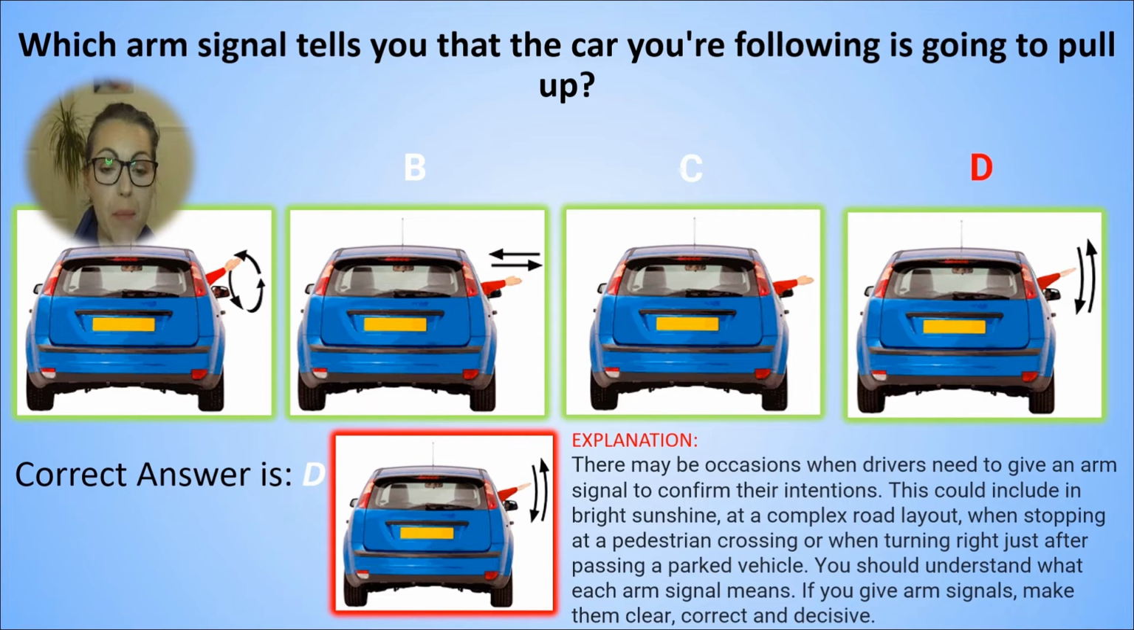Explanation. There may be occasions when drivers need to give an arm signal to confirm their intentions. This could include in bright sunshine at a complex road layout, when stopping at a pedestrian crossing, or when turning right just after passing a parked vehicle. You should understand what each arm signal means. If you give arm signals, make them clear, correct, and decisive.